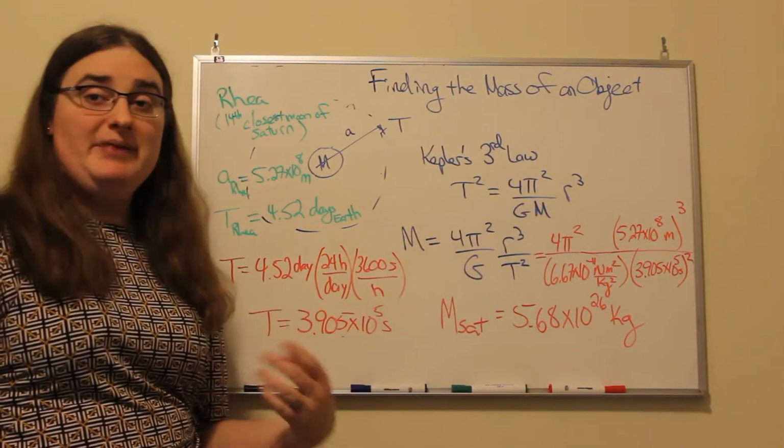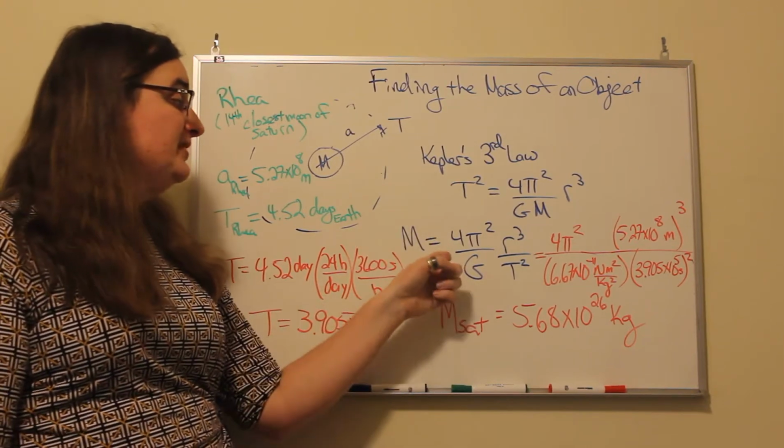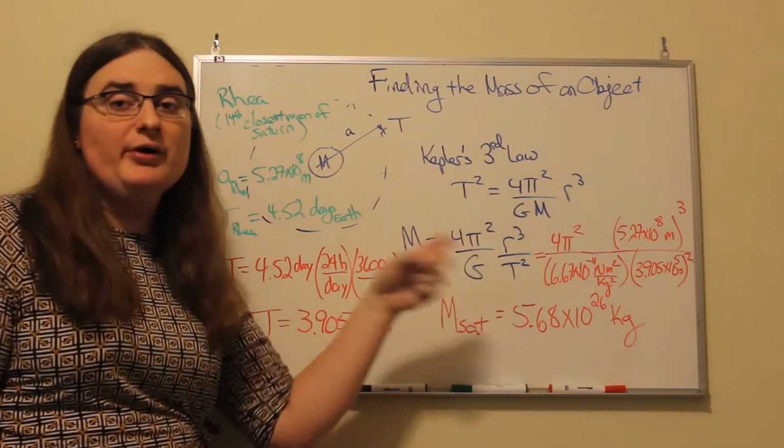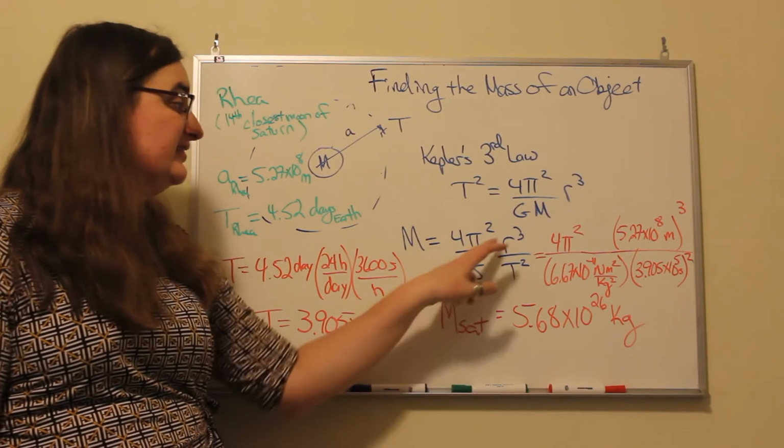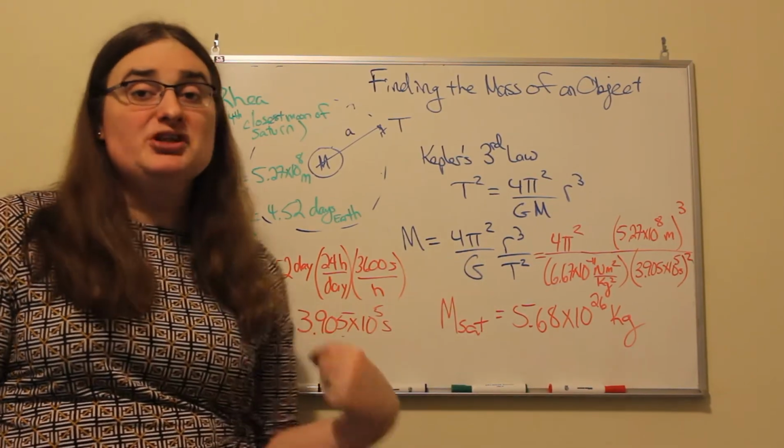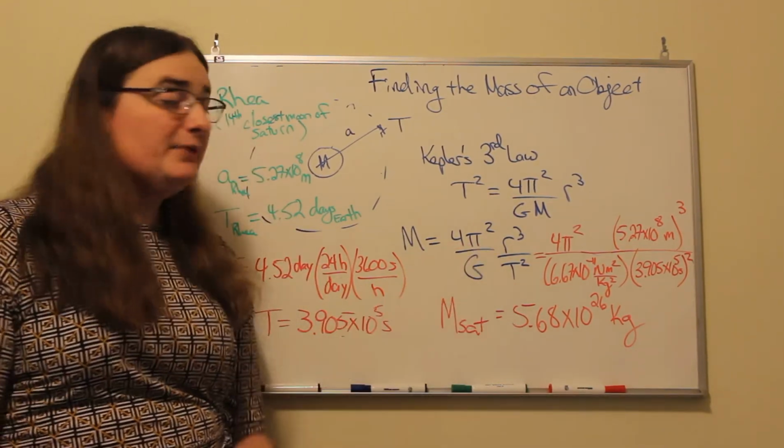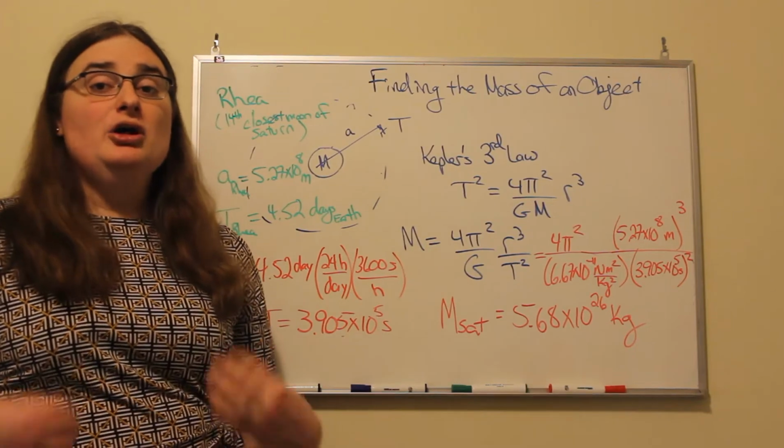So to solve that for mass, the mass would just be some constants, 4 pi squared over the universal gravity constant, times the radius of an object's orbit cubed, divided by the period of that object's orbit squared.